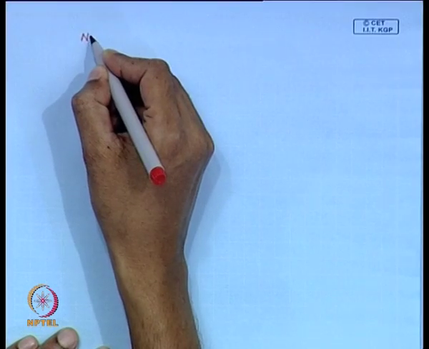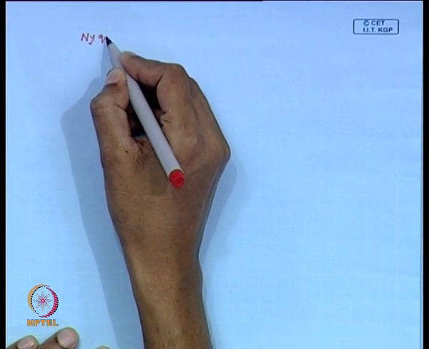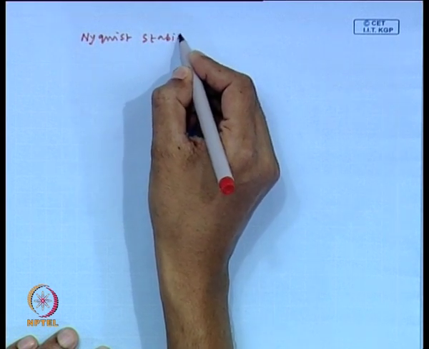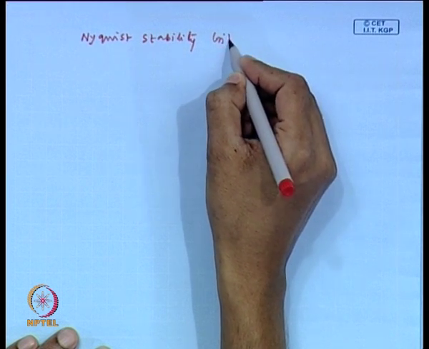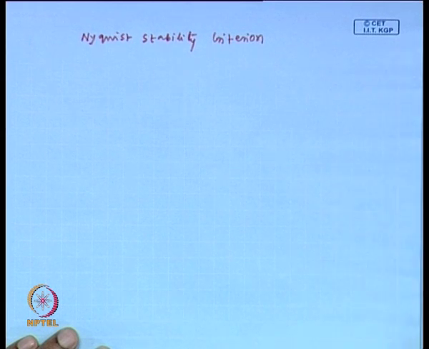So, in the last class we discussed Nyquist stability criteria. Today we will continue that topic with an example.